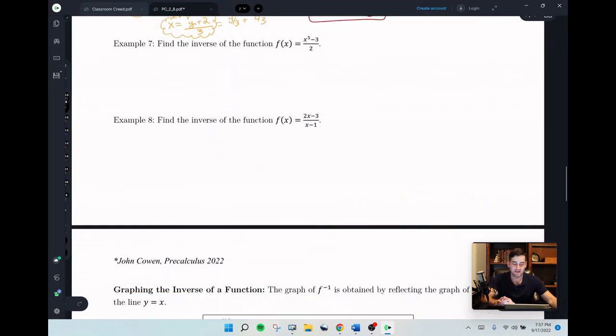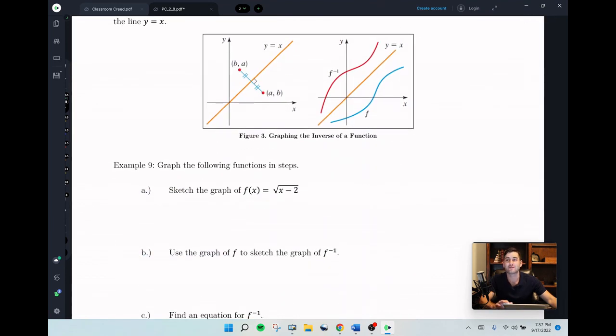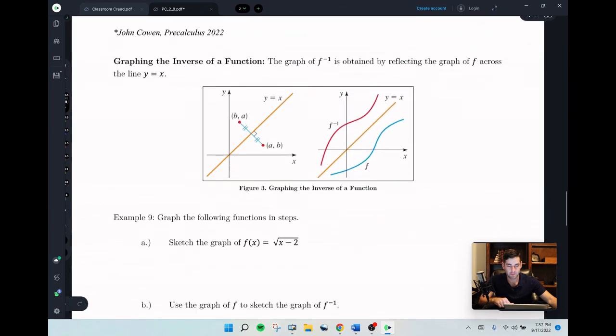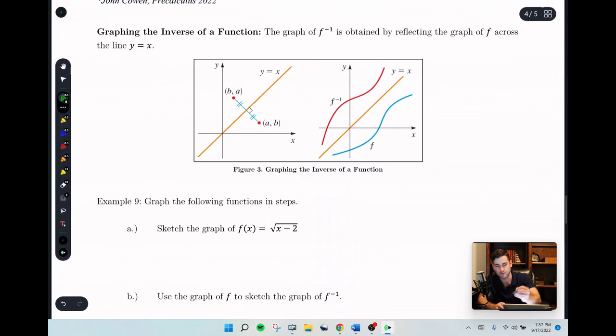Let's see what we're looking at. There's a couple inverses that you can practice. Okay, here we go, looking at graphing the inverse. Graphing the inverse is cool and really fun. So, graphing the inverse of a function.